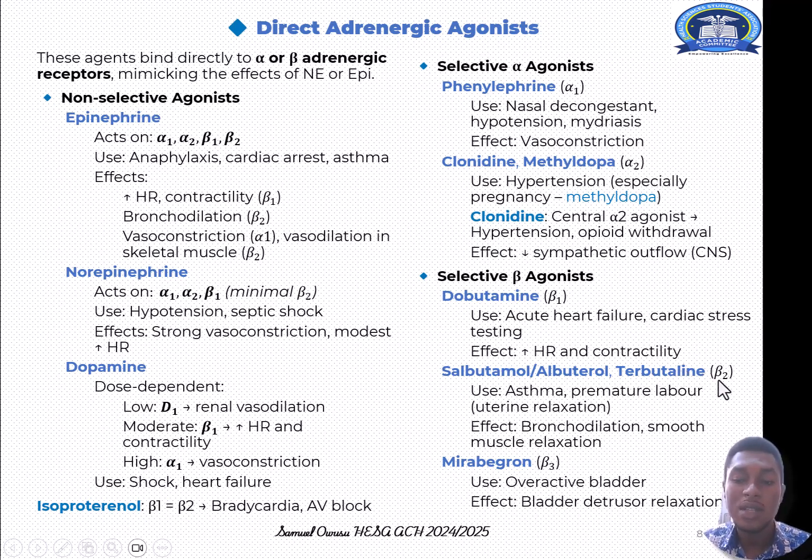They bind to beta 2 receptors to cause bronchodilation, and the smooth muscles will tend to relax. Then there is mirabegron, which acts on beta 3 receptors of the bladder. So if we have an overactive bladder, we tend to give this agent to cause the bladder detrusor muscles to relax. Okay.